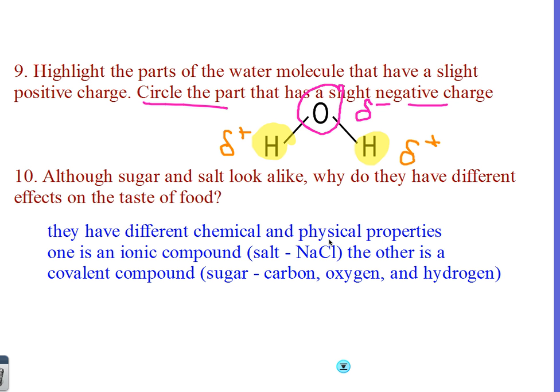Sugar, on the other hand, is a covalent compound. It's carbon, oxygen, and hydrogen forming its molecule, and so they dissolve differently. They taste differently, they dissolve differently, they break apart differently. And so that's what causes this.